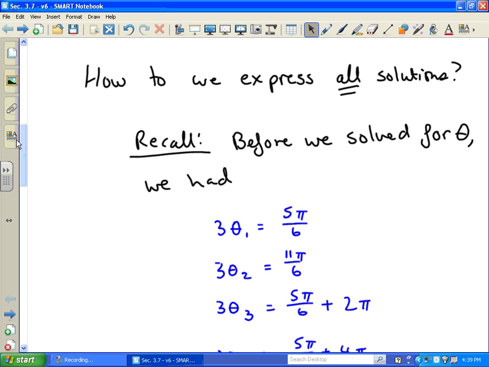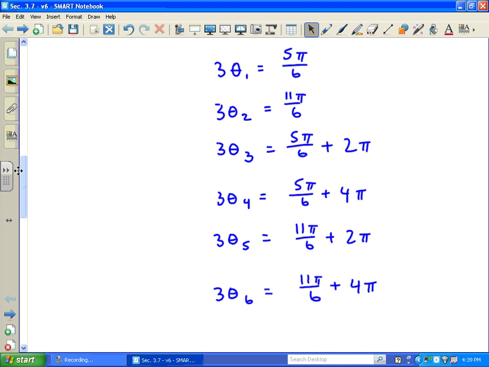Now here's the problem. How do we express the answers if the problem asks for all the solutions? To do this, what you must do is return to the step before you divided or multiplied everything by 1/3 to get theta by itself. In other words, before we solve for theta, these are the answers that we had. We had 3 theta 1 equals 5 pi over 6, 3 theta 2 equals 11 pi over 6, and so forth. All solutions means that these particular values are rotated forward and backward by multiples of 2 pi.